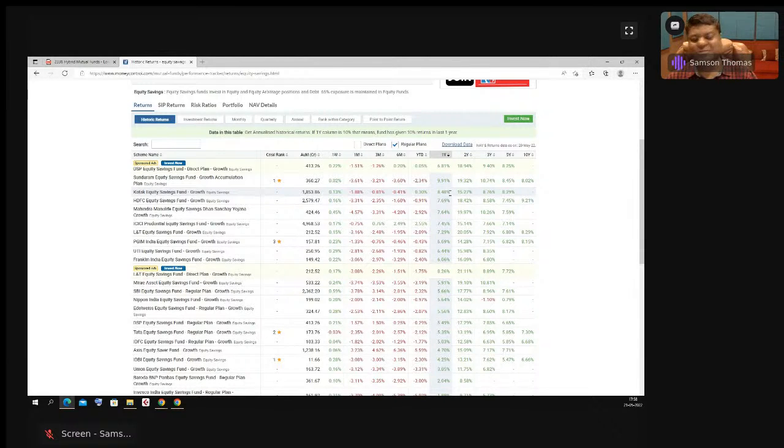So if you're losing money, you want to park your funds somewhere like this, or park your funds in blue chip stocks, defensive stocks, so to say. You can do that.